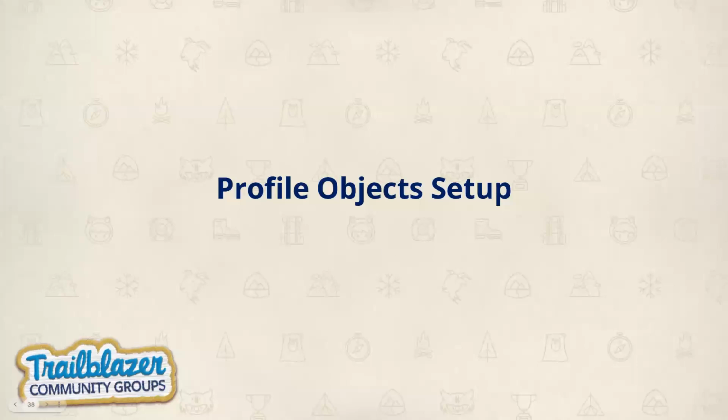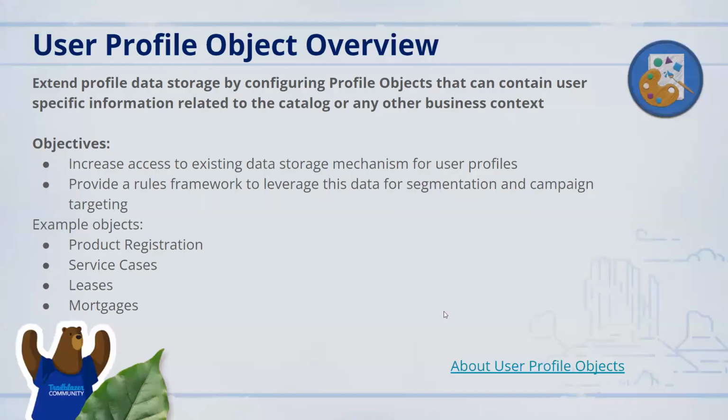So lastly, and this is somewhat of a newer feature, is our profile object setup. What profile objects are is, they contain this user specific information. The key here is user specific, that you can use. So you can use these profile objects to describe a user's relationship to a catalog object. So you can also associate attributes with these user profile objects. And you can extend profile data storage by configuring these profile objects.